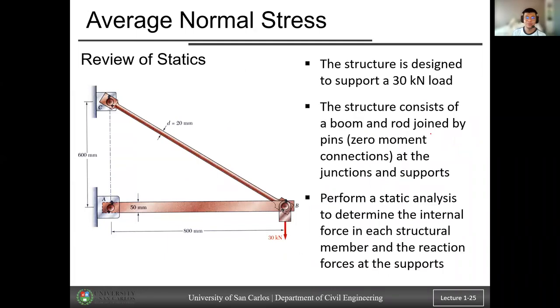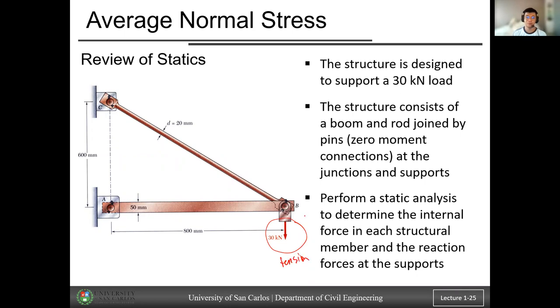Okay, so next we go to the truss, the member in your Mech 1. So we have a 30 kilonewton tension, yeah, because it's away from the joint.